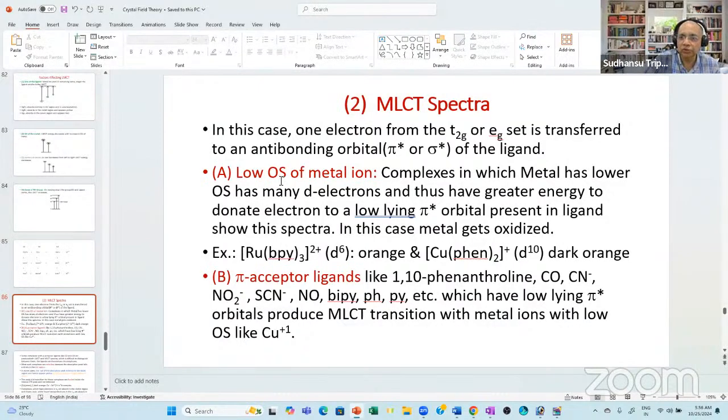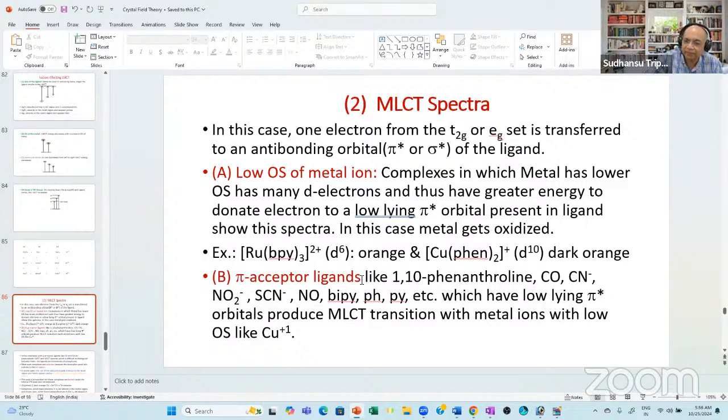low. It should lose either no electron, like the carbonyl complexes of chromium, molybdenum, iron, which are neutral complexes, or very few, so that it will have enough electrons which are undergoing a lot of repulsion in the d orbitals, and it will be interested in donating them to some vacant higher energy orbital of the ligand, the antibonding orbital of the ligand. So that is one. A complex in which the metal has a lower oxidation state has many d electrons and thus has greater energy to donate to a low-lying pi star orbital of the ligand.